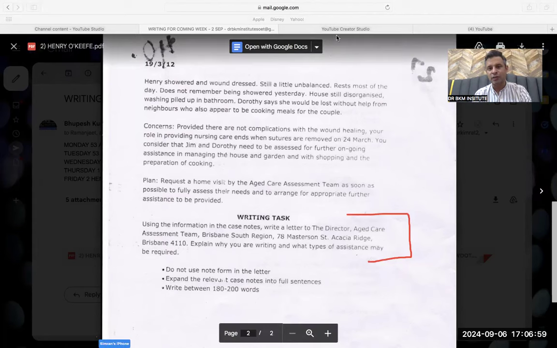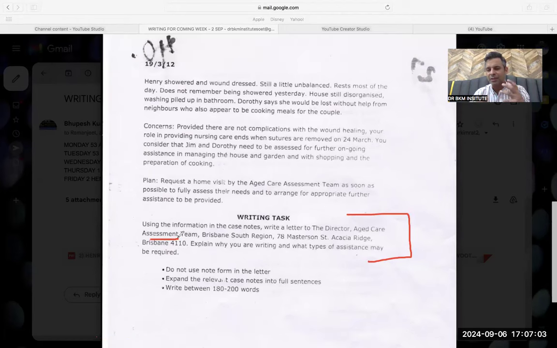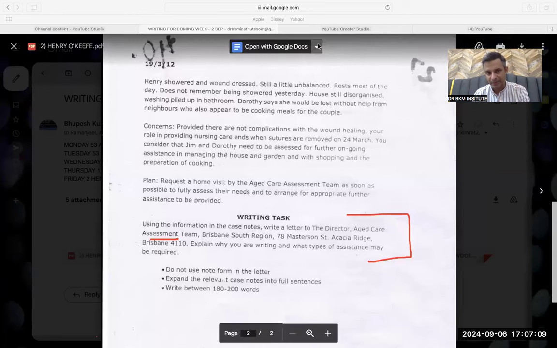Write a letter to the director, aged care assessment team. So I'm just supposed to write the letter to a team who does assessment for the aged care people. Okay, simple. That's all good.